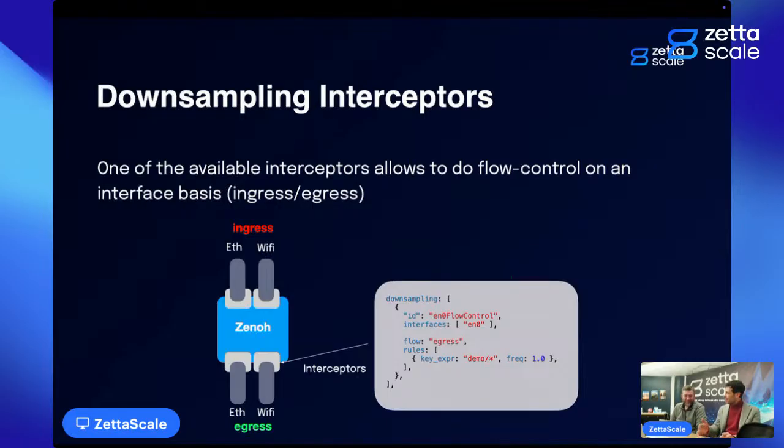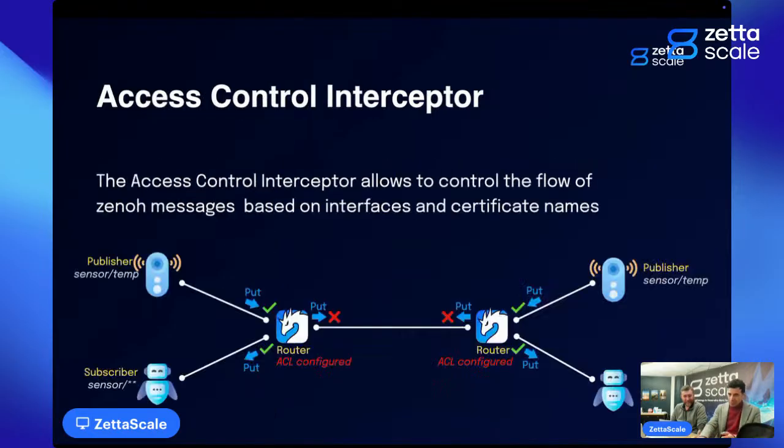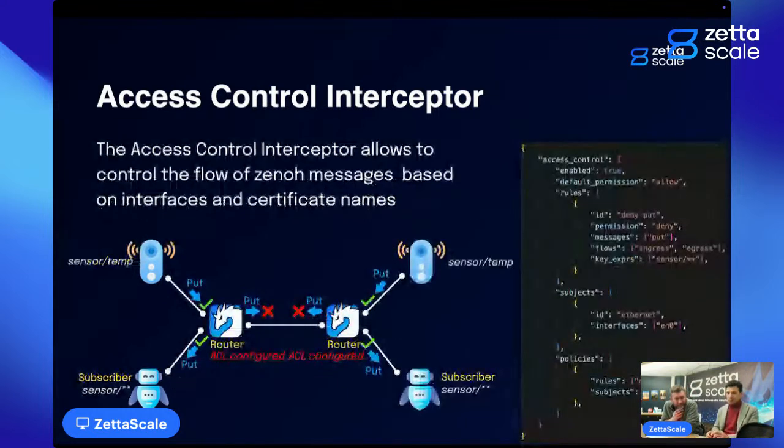At deployment time, I just configure the right interceptor. We also have access control. Actually, that is the slide I want to show. Access control interceptors. That's just another kind of interceptor. And they give you a way of operating on any Zenoh message and deciding whether it's allowed or denied.